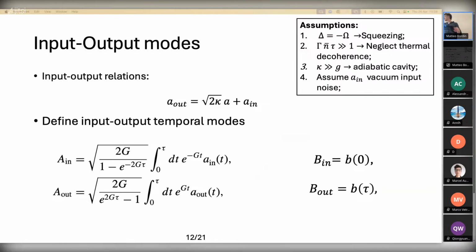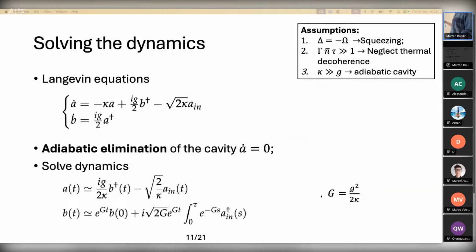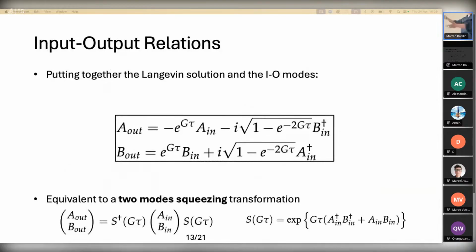We can define temporal modes for the input and the output. There's a bit of math here, and it comes very naturally from this term here. It's just a mathematical detail, not really interesting. The interesting thing is that by defining this, we arrive at these equations.